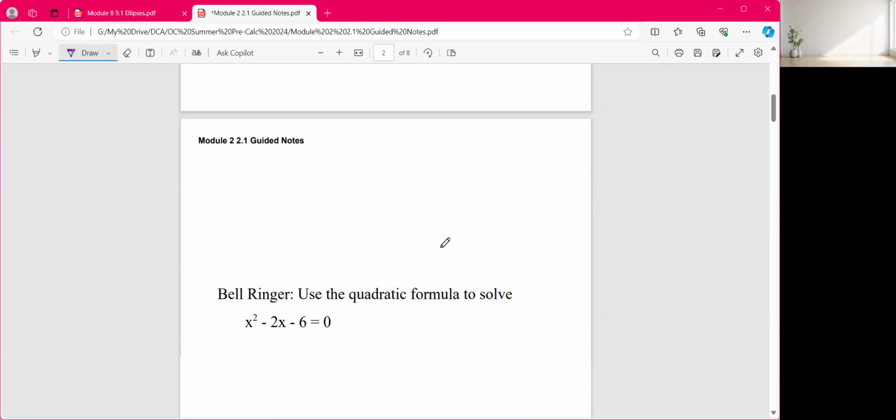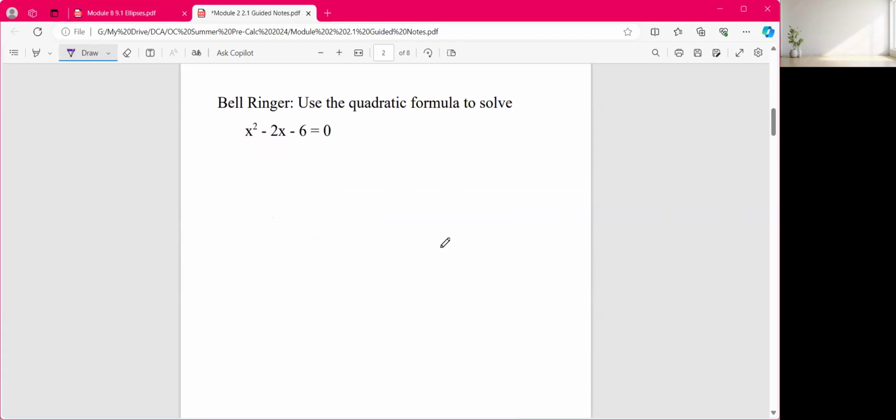So I just want to get started with this little review here. Solving using the quadratic formula. So now let's remember the quadratic formula is x equals the opposite of b plus or minus the square root of b squared minus 4ac divided by 2a, okay? And so the quadratic formula solves for x.